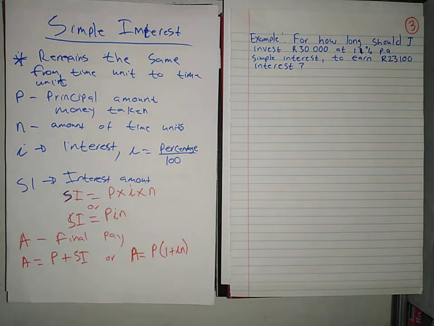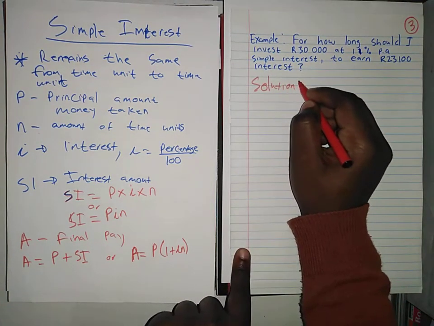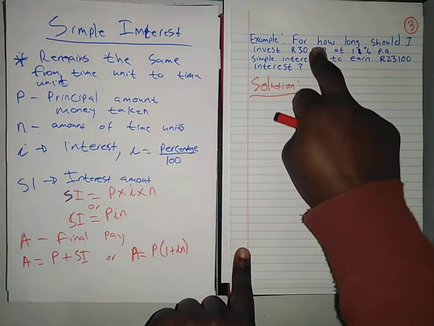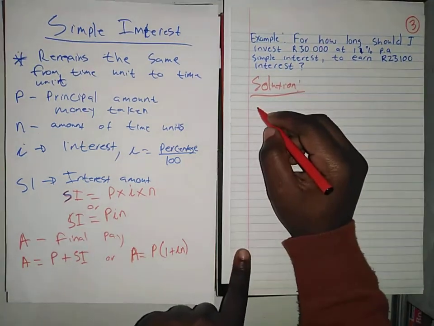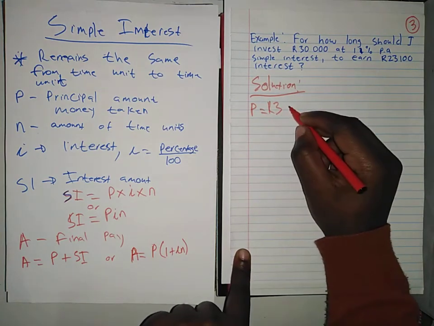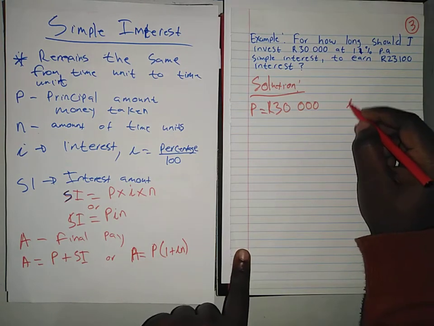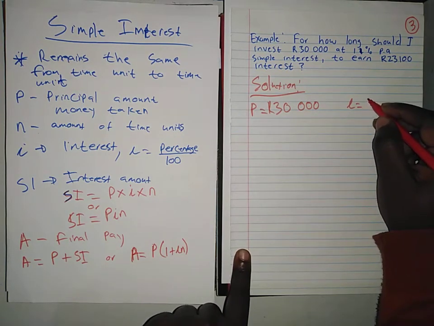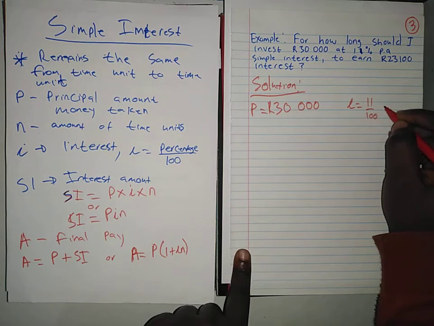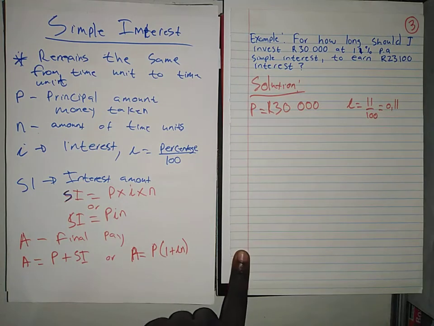Okay, solution. How much do I have to invest? It is 30,000 rand, so that is my P. So P is equal to 30,000 rand, and then obviously my I is equal to 11 over 100, which is 0.11, and then per annum simple interest. Okay, that's what they say.